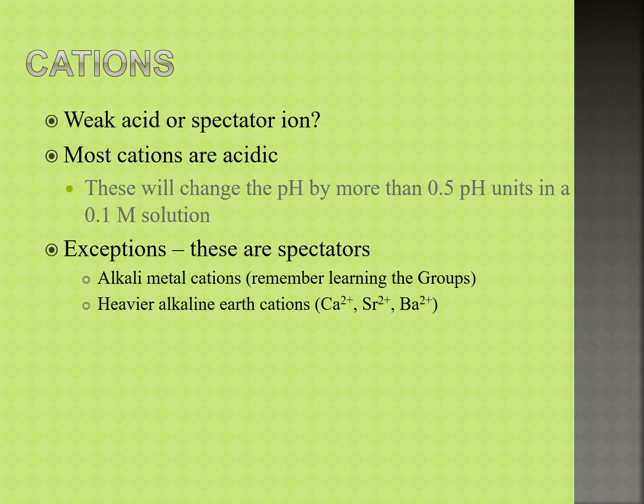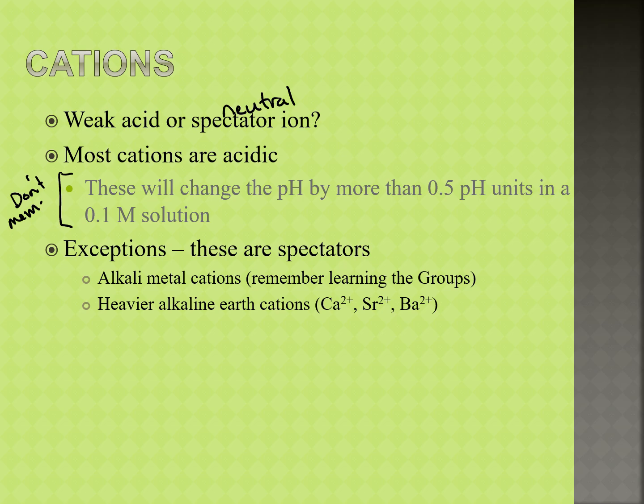Let's start by looking at our cations and determining whether they are going to be acids or spectators. And when they're spectators, we're going to say that they are neutral. And so most of our cations are acidic. This is going to be one of those topics where you really are just going to have to memorize some stuff. Now don't worry about the fact that it says that this will change the pH by more than 5, or anything like that. We don't have to memorize anything along those lines. What we need to do, though, is memorize which things are acidic and which ones are neutral.